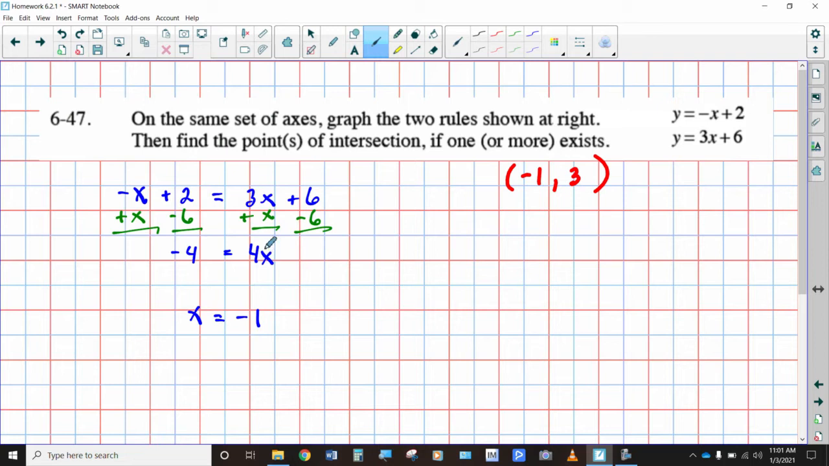And think of it this way. What would you multiply times 4 to make it -4? That would be -1, correct? And if you show the process of dividing both sides by the same number, -4 divided by 4 is -1. So that gives us our x value.